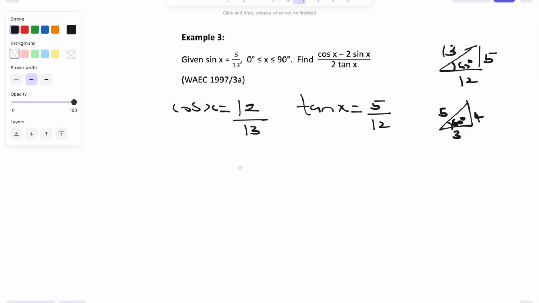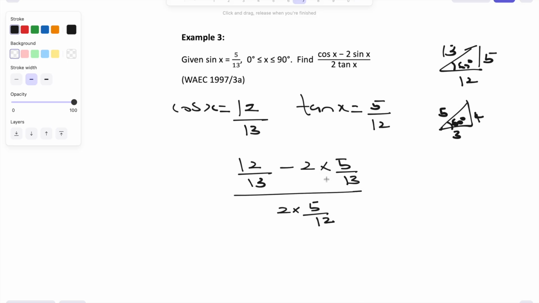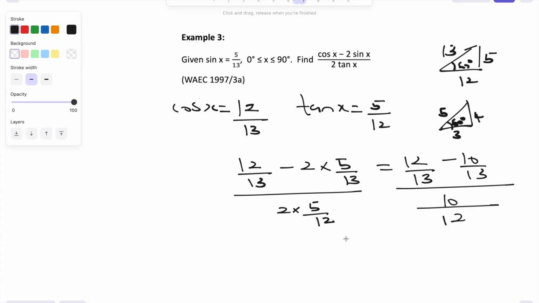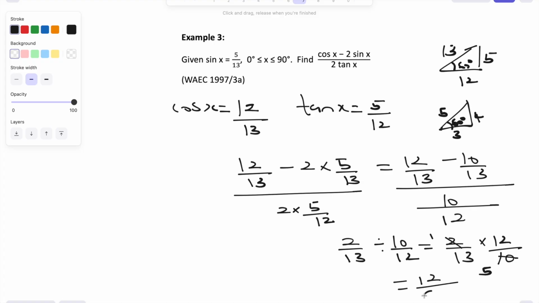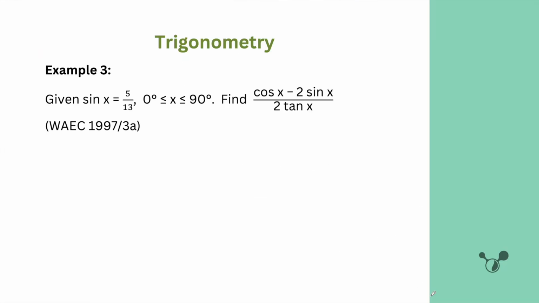So now let's substitute. That will be 12 over 13 minus 2 times 5 over 13 all over 2 times 5 over 12. So this will give you 12 over 13 minus 10 over 13 all over, so just do this, 2 times 5 is 10. So 12 over 13 minus 10 over 13 will give you 2 over 13 divided by 10 over 12, and this will give you 2 over 13 times 12 over 10. So 2 here 1, 2 here 5. So this will be 12 over 65. So if you have done this correctly, your answer should be 12 over 65. Let's see if we're correct. Great.